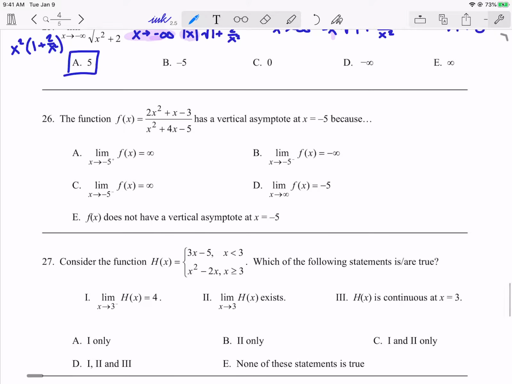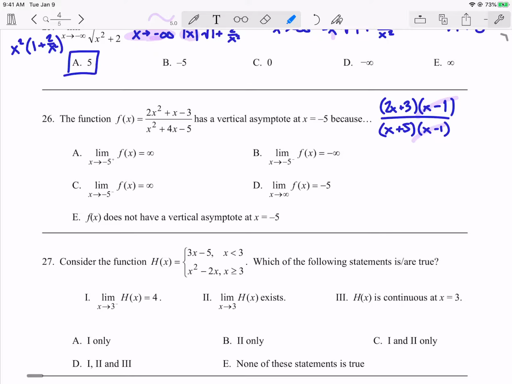Next one, it says the function has a vertical asymptote at x equals negative 5 because, so let's take a look at this. I bet if I plug negative 5 in I get 0, but I'm going to rewrite this. So I got to do some factoring here, which means my brain has to turn on. So I think we're going to have a plus 1, or actually a minus 1, and then a plus 3. So that gives me minus 2x and plus 3x. That gives me positive x in the middle. That's good. On bottom, I think I can handle that one. That's going to be x plus 5 and x minus 1.